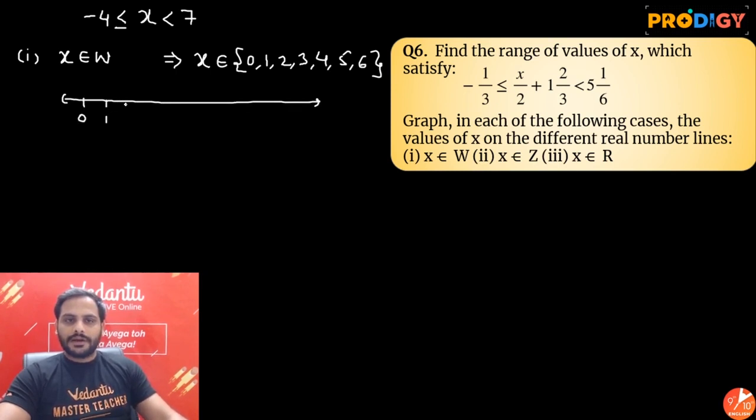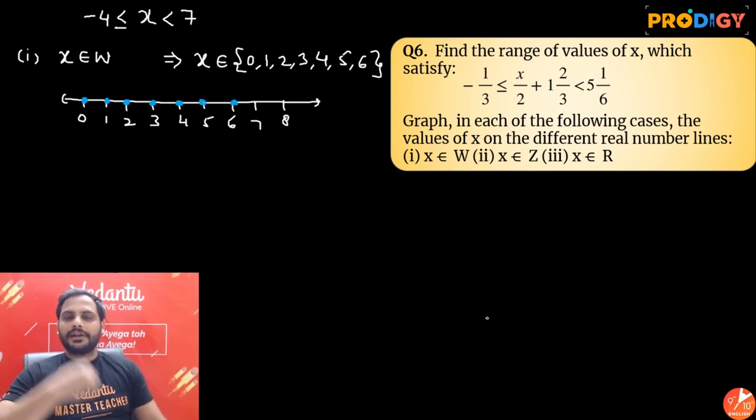0, 1, 2, 3, 4, 5, 6, 7, 8. Suppose like this. So I will only mark the points 0, 1, 2, 3, 4, 5, 6. Alright, this is how you will plot the solution on the number line. Okay beta. Next one.